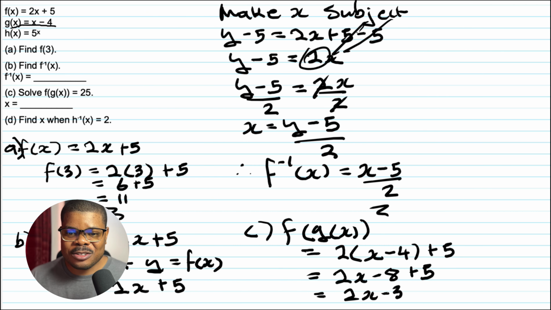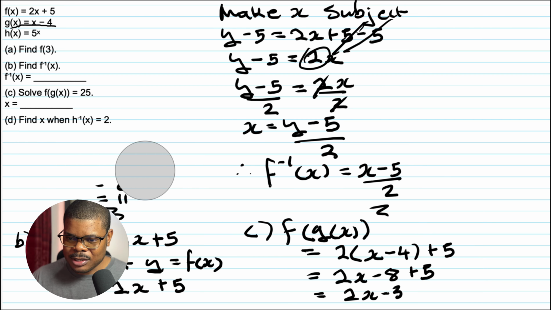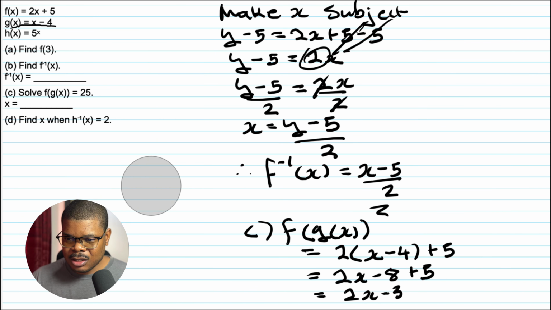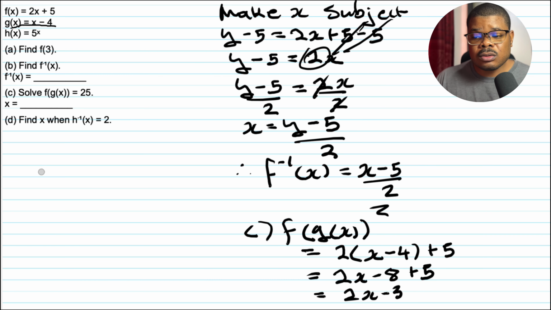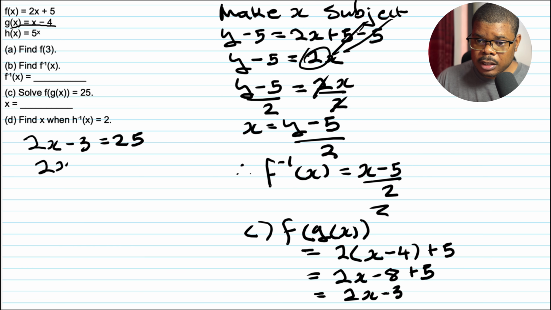Okay. All right. So let me just wipe this so that we'll move to the next part of the problem. We have solved f of g of x. Now this f of g of x is said to be equal to 25. So that means that 2x minus 3 is equal to 25. So we find the value of x from here. So we have 2x equal to 25 plus 3, because this minus 3 moved to the other side. So this is 2x equal to 28.